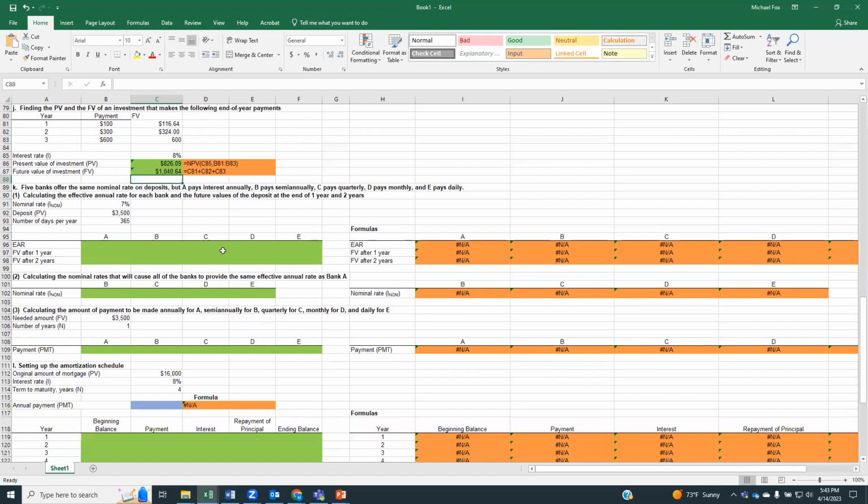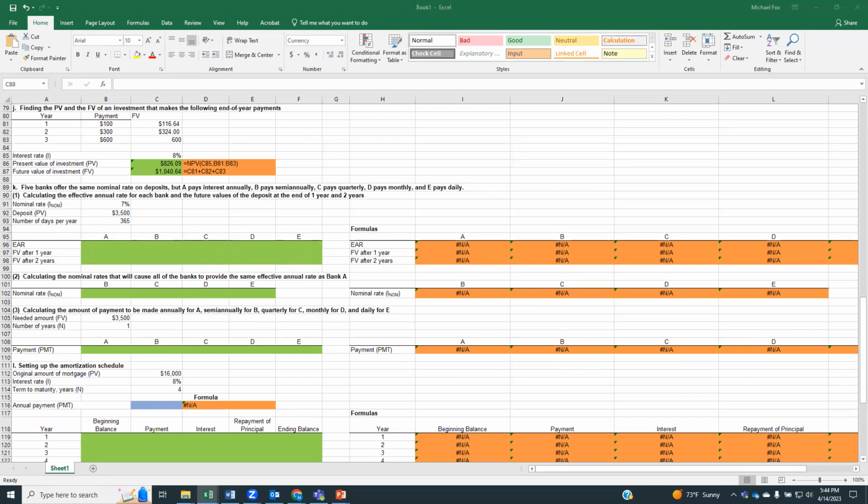All right. Whew. So now we get to K. 5 banks offer the same nominal rate on deposits, but A pays interest annually, B pays semi-annually, C pays quarterly, D pays monthly, and E pays daily. Okay, calculate the effective annual rate, or the EAR.